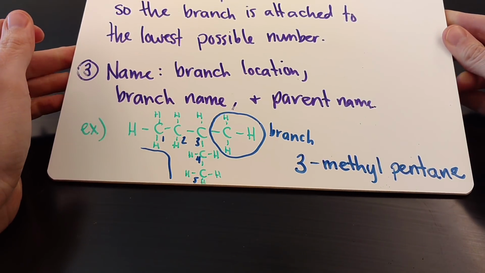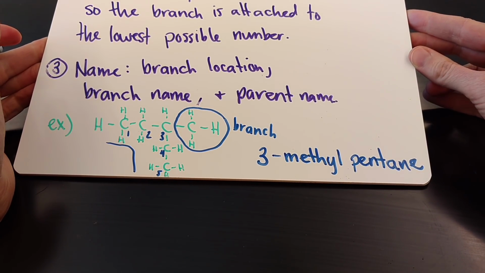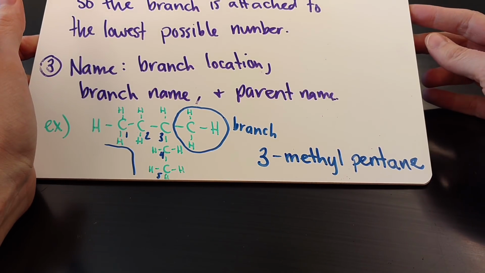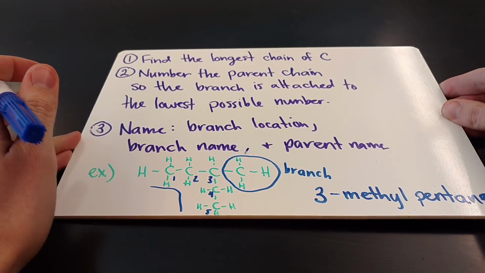ANE. And we will get to molecules that don't have all single bonds, but right now that's where we are. So 3-methylpentane is our final name for this molecule right here.